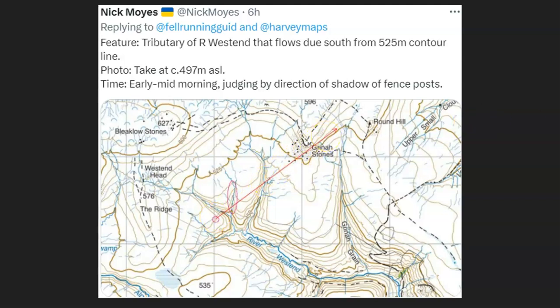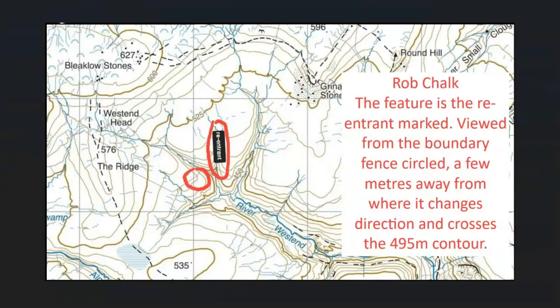So well done, Nick. And also we've got a correct answer from Rob Chalk. He's saying the feature is the reentrant marked, and he's gone to the trouble of marking the reentrant there and putting a circle around it. Viewed from the boundary fence, which is circled a few meters away from where it changes direction and crosses the 495 contour. So again, he's got the answers correct there.